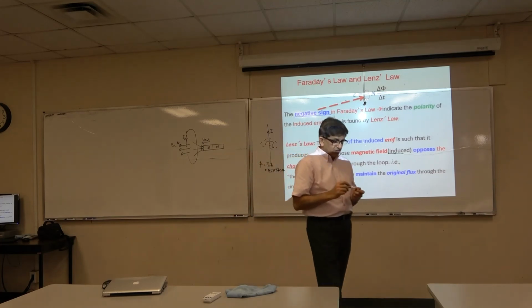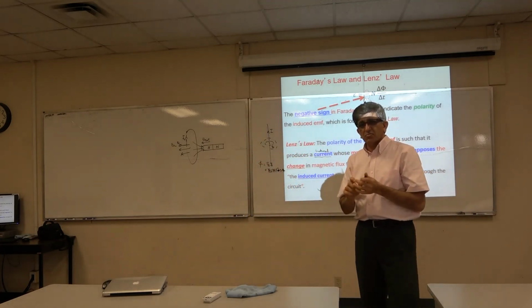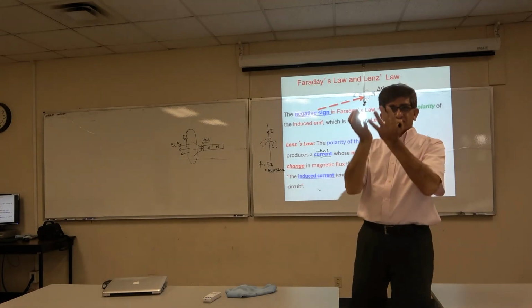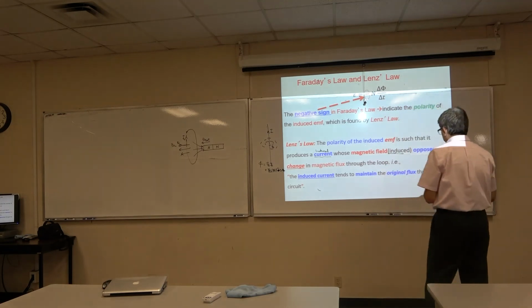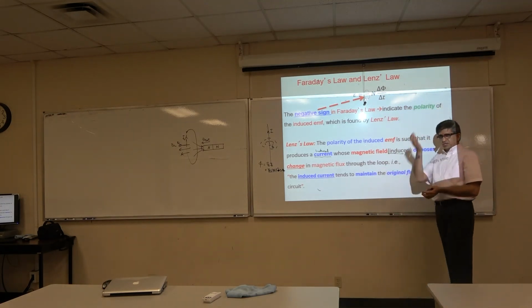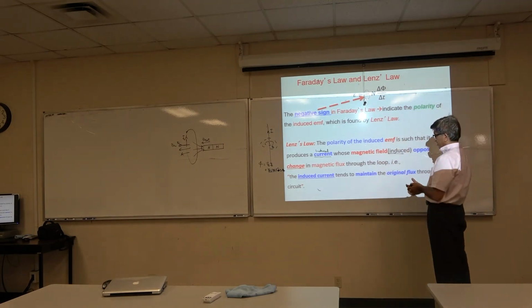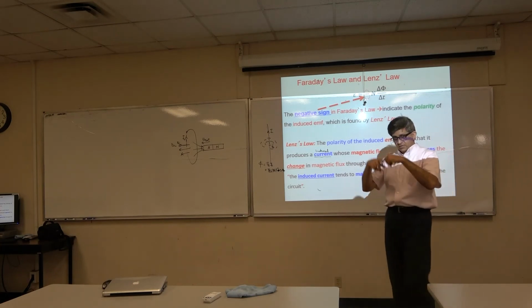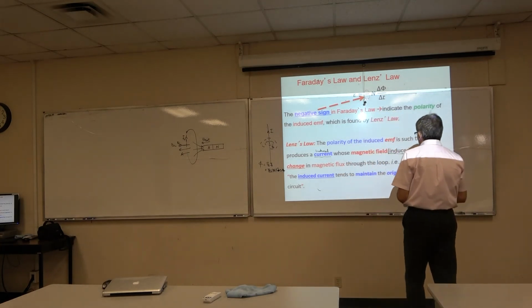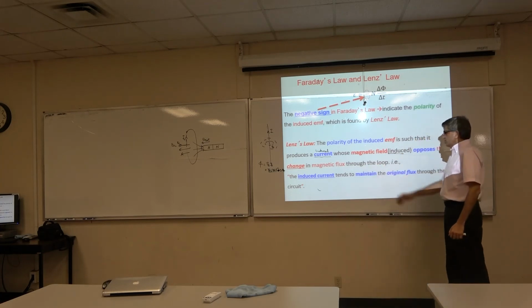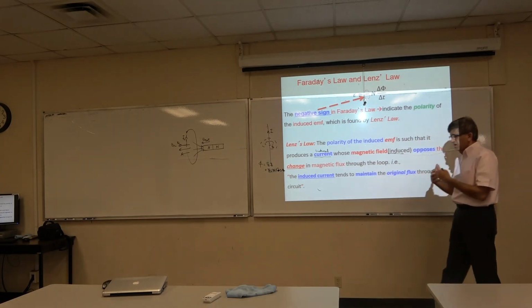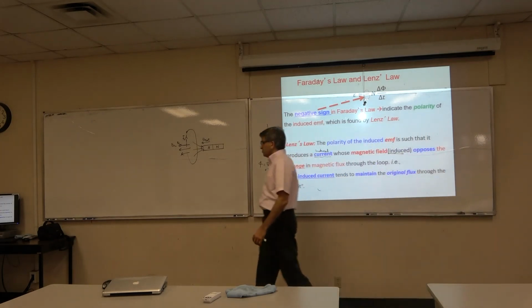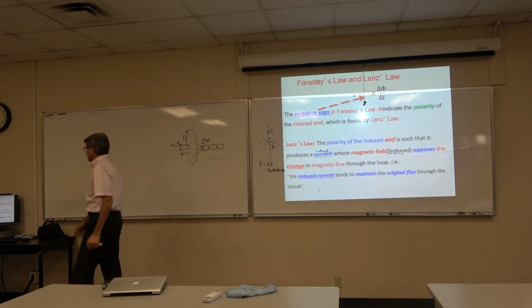So, as I said in the beginning, it tries to maintain the constant flux, the magnetic field lines through the coil. Alright? Same number of magnetic field lines going through the coil all the time. But it is changing phi, right? So, it will do that because the induced current wants to maintain the magnetic flux through the circuit.